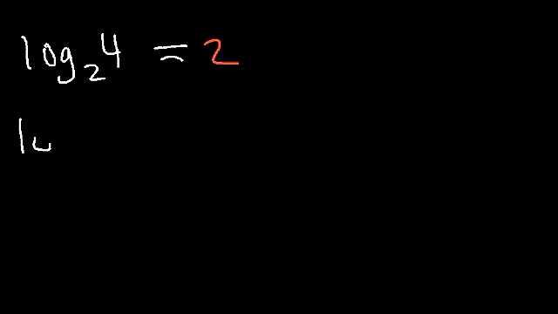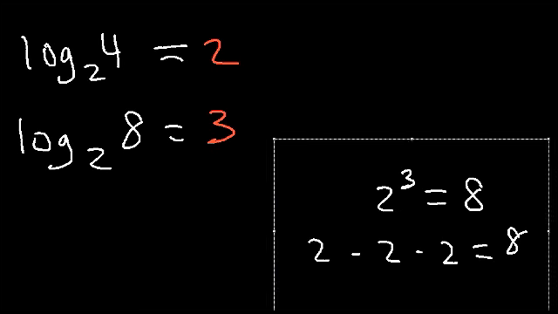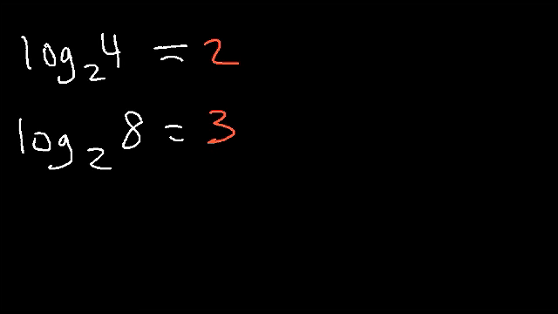Now what about this one? What is log base 2 of 8? How many 2's do I need to multiply to get to 8? I need to multiply 3 2's to get to 8. So 2 to the third power is equal to 8. Therefore, log base 2 of 8 is 3. Try this one. Log base 3 of 9. 3 to the what power is 9? 3 squared is 9. So log base 3 of 9 is 2.